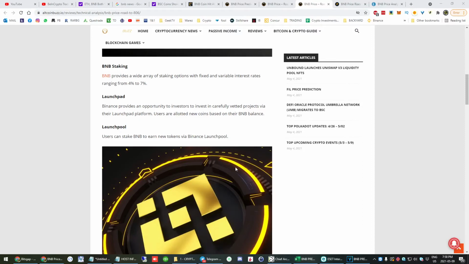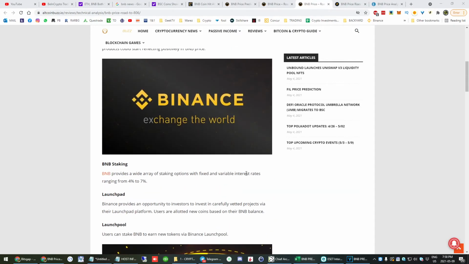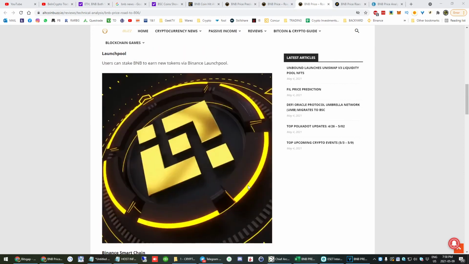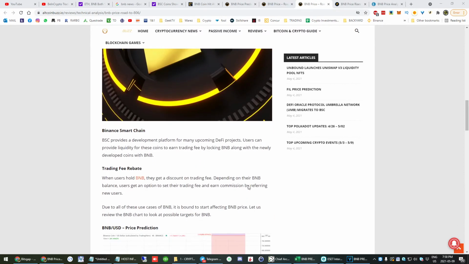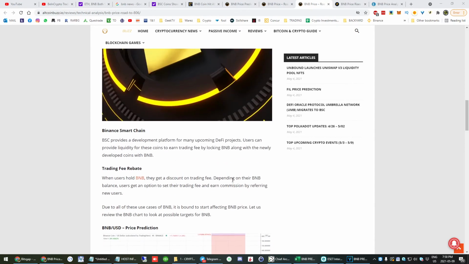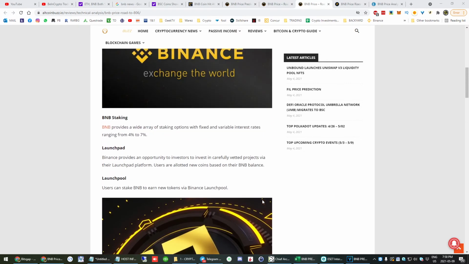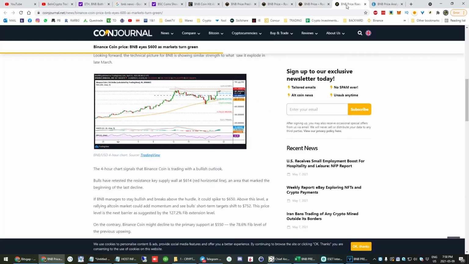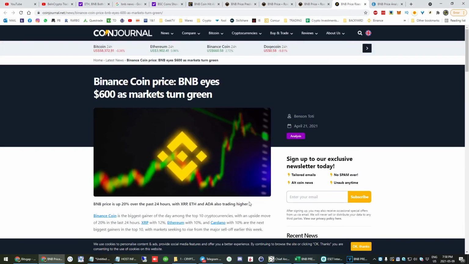Looking at some of the use cases for BNB, it provides a wide variety of staking options. As you saw, there's a lot of staking sites using BNB. There's the launch pool, there's the Binance Smart Chain coming up with a lot of DeFi projects. There is the trading fee rebate, and also PancakeSwap has been using BNB. There's a lot of activity, a lot of trading happening on PancakeSwap using BNB because of the low fees. That's also causing the price of BNB to rise significantly.